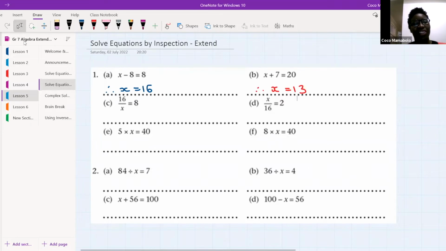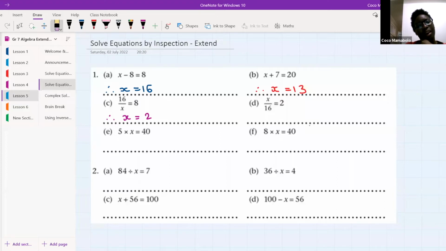All right. Ramatu, do you want to do the next one for us, please? Let's do C. Ma'am, C, it's kind of tricky, but I'll try. Therefore, x equals 2. Exactly, x is equal to 2, because 16 divided by 2 would give us 8. Okay, amazing. Thank you, ma'am. Very well done, Rangwato.